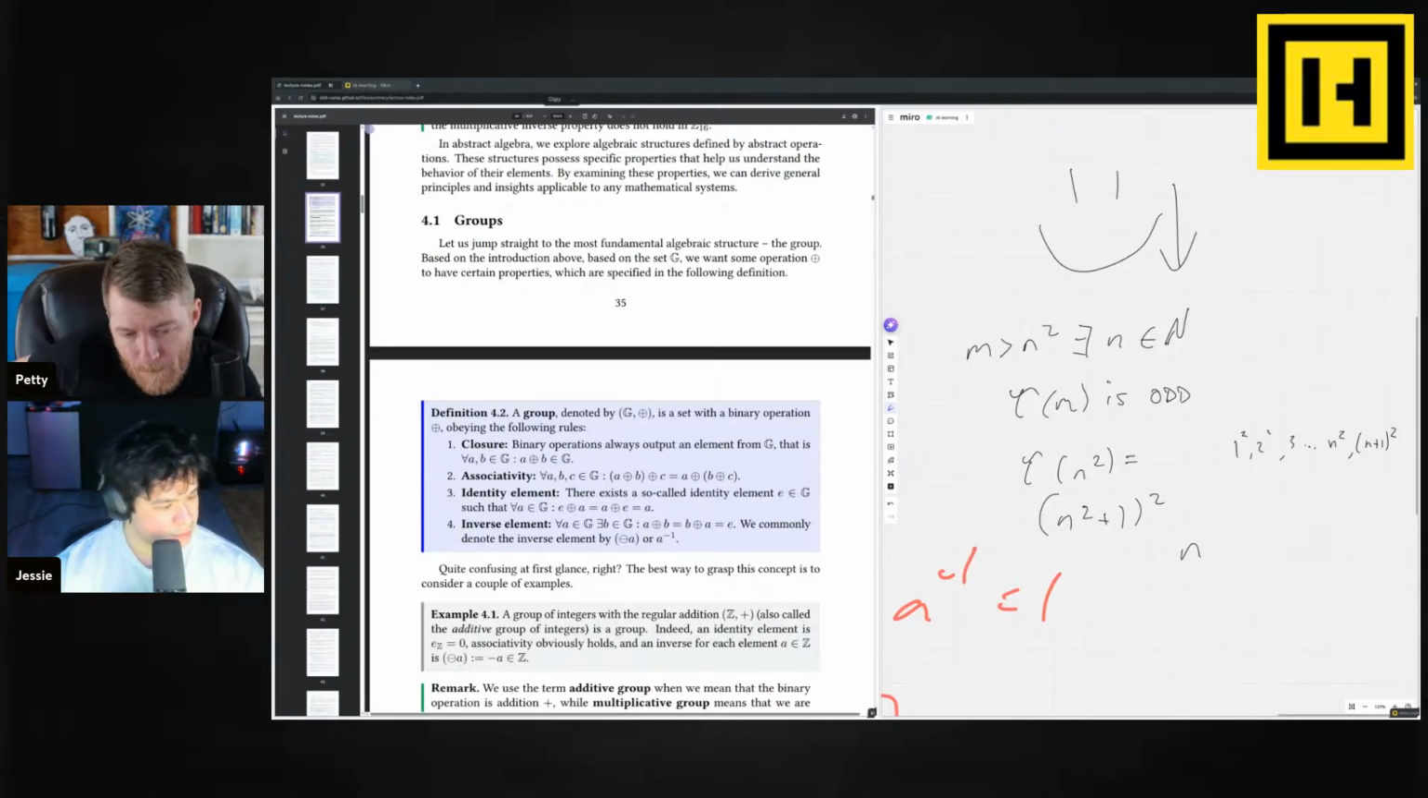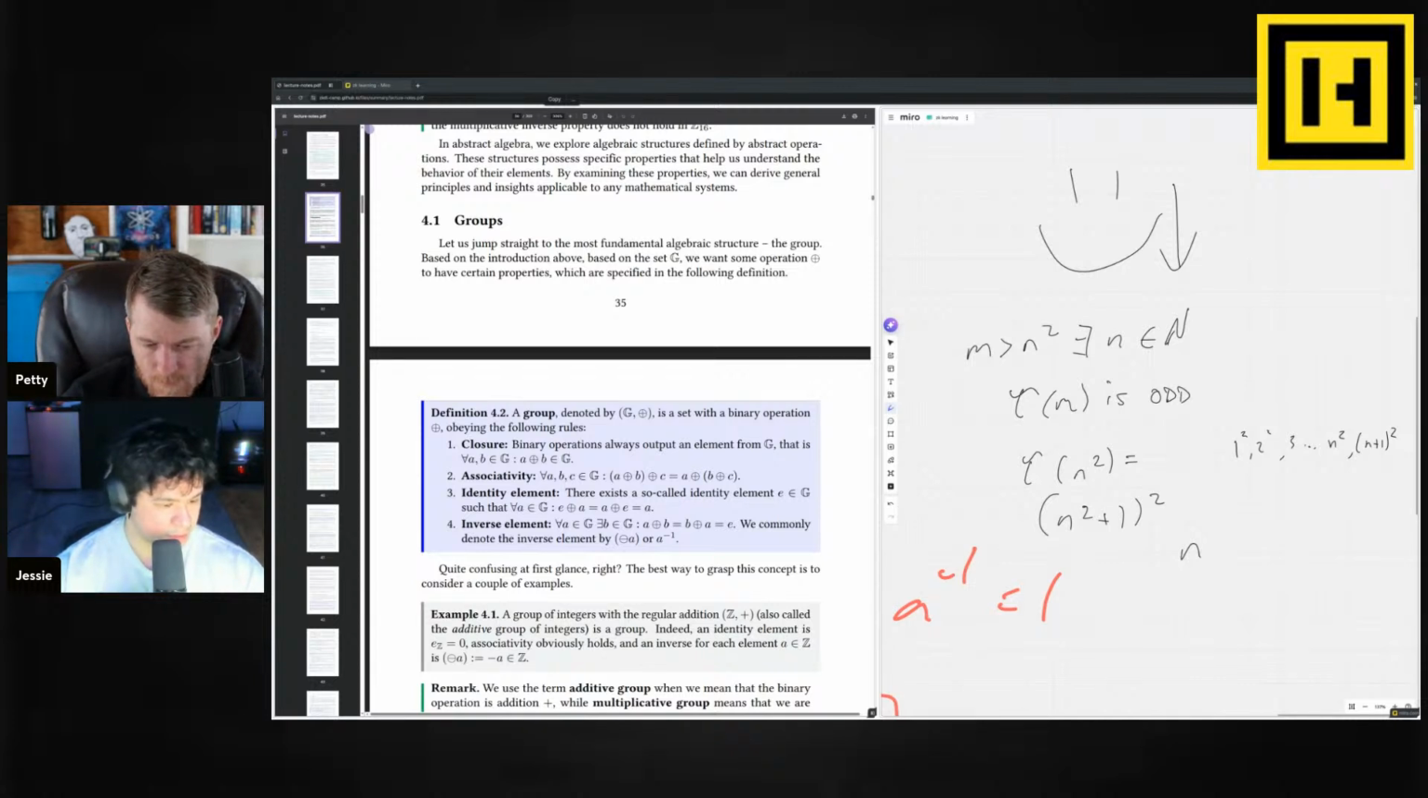Based on the introduction above, based on the set G, we want some operation, some symbol for a general operation, to have certain properties. What is that? It's just a placeholder operation, right? It looks like a crosshair. On page 35, second sentence: group addition. Group addition to have certain properties which are specified in the following definition.